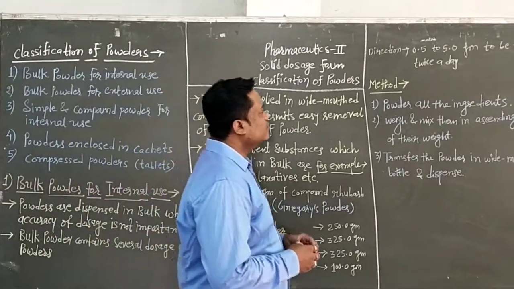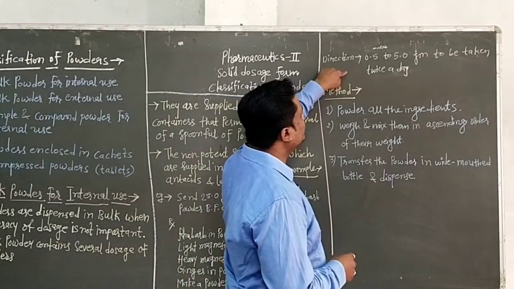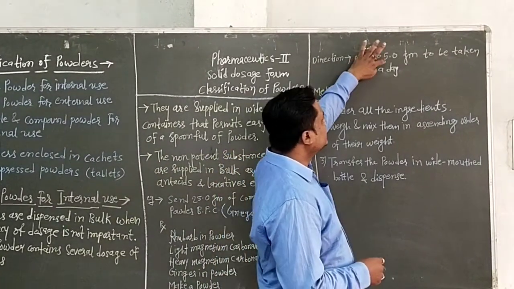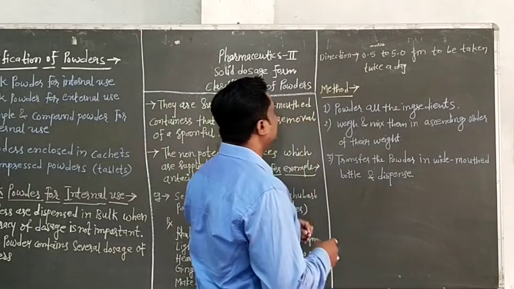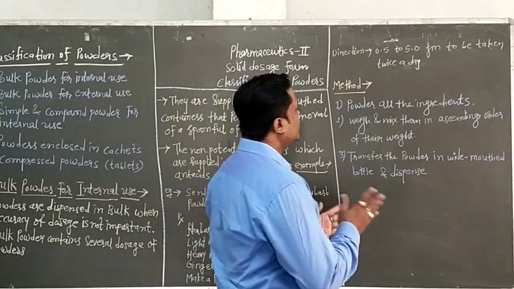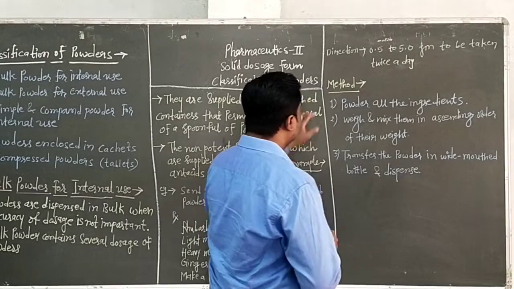Then what is the direction? 0.5 to 5 gram to be taken twice a day. The dose is large, therefore it is called a bulk powder, which is supplied in large quantity for internal use. And what is the method of preparation?